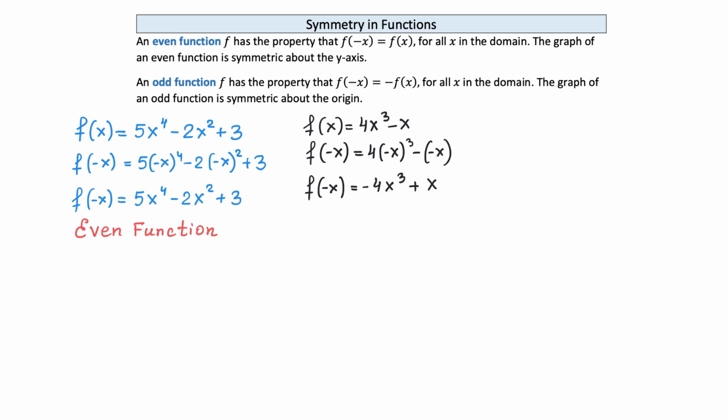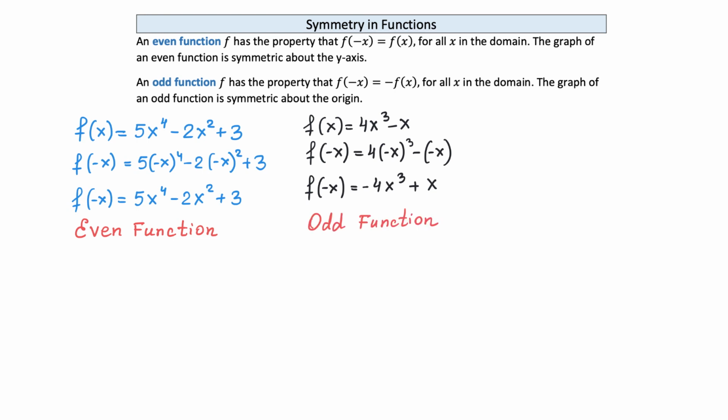Now let's take a look at the initial function. The initial function had two terms. The first one was positive and the second one was negative. Now if we look at the result, we see that the first term has a negative and the second term has a positive. So if this function represents a polynomial, and when we replace x with negative x, every single term changes the sign, then this function is odd.